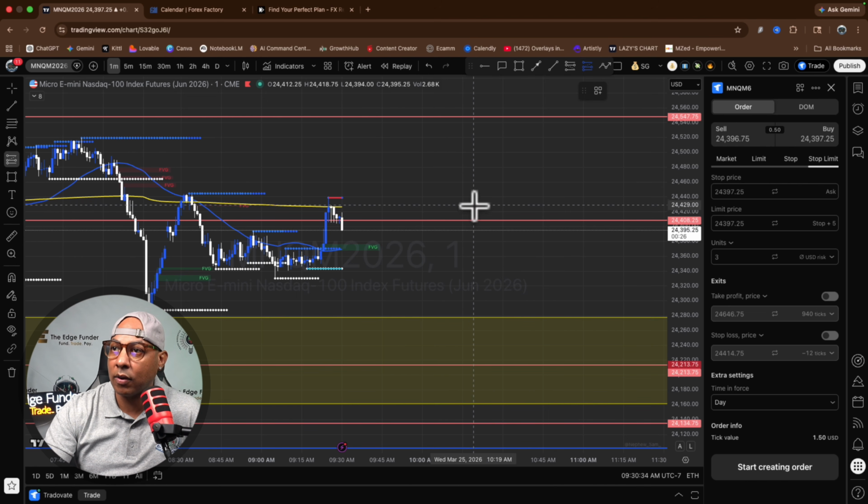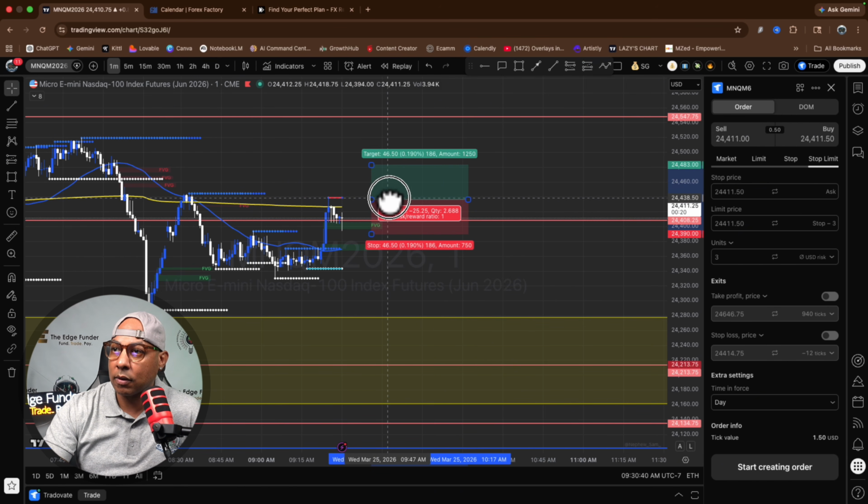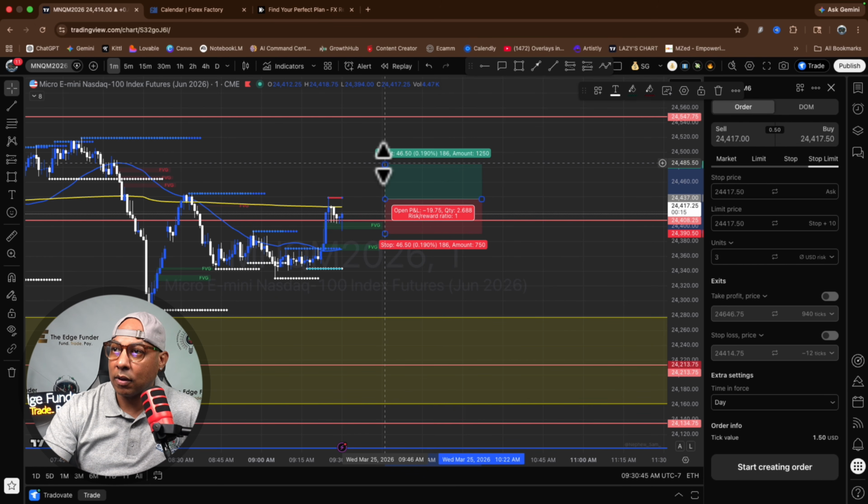All right, let's say we want to go long. Let's say we're going to go long right here. This is our entry point, right? And you can always pull this over. You can move this however you want. And you can even expand it. So let's say that's our entry.